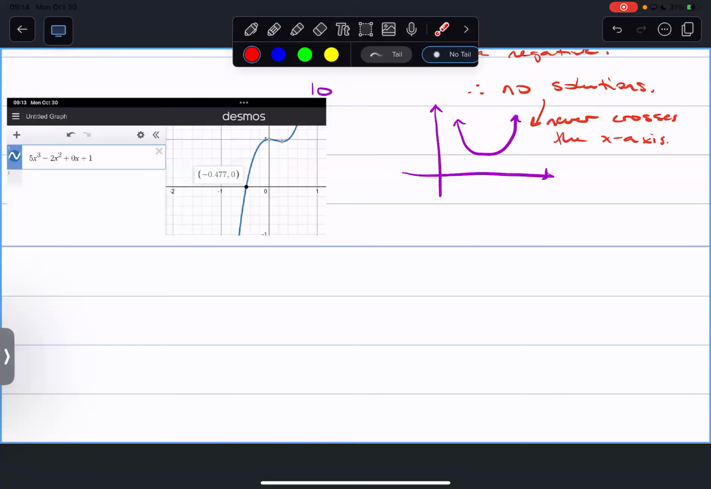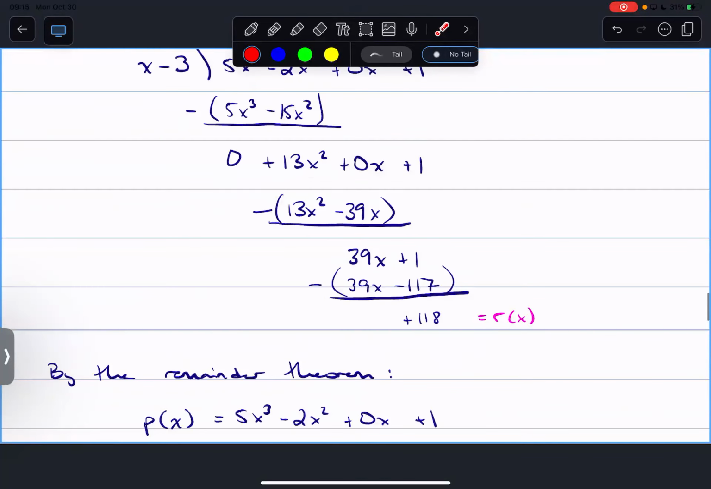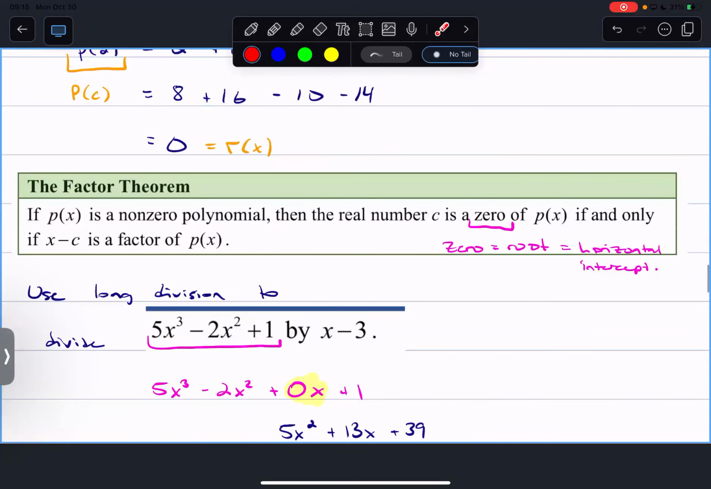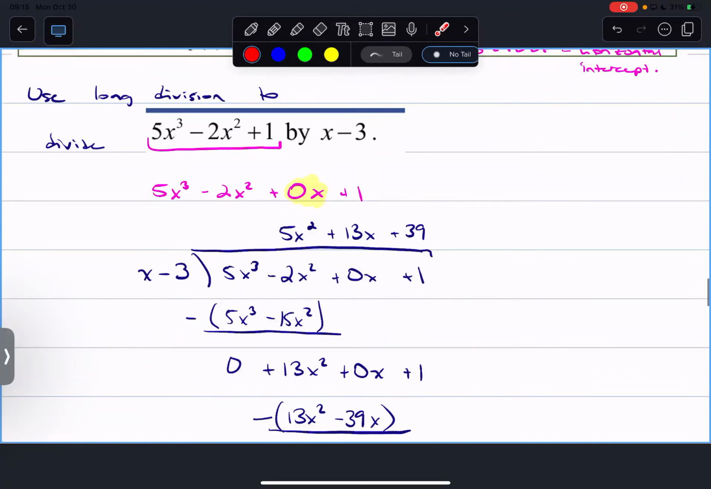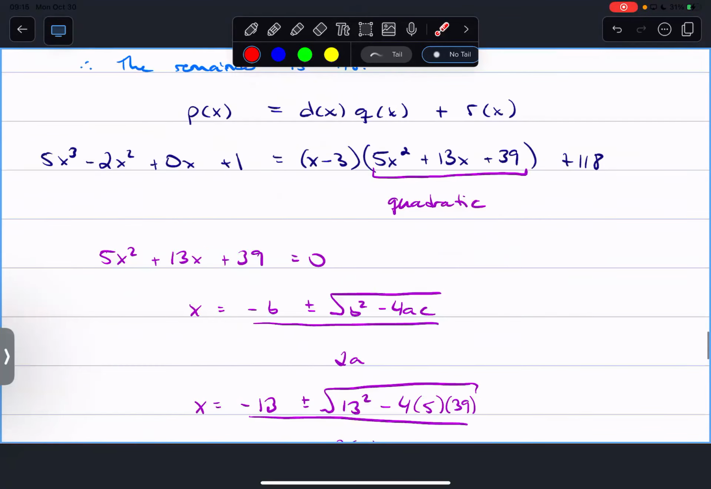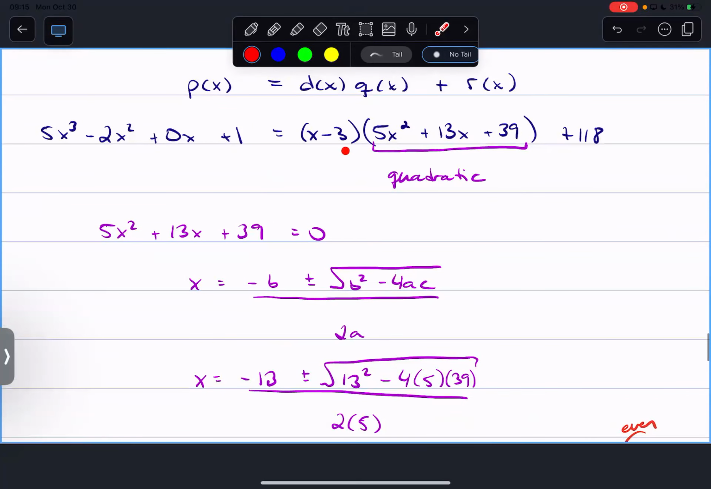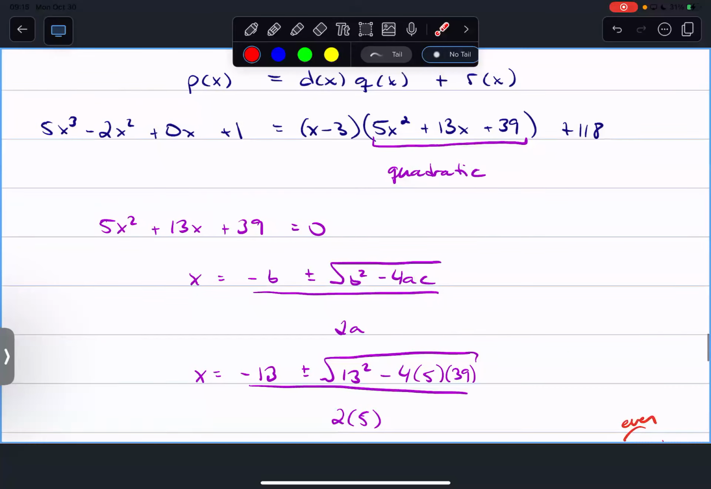Okay. Should we touch on the factor theorem again? I feel like, what was it? Well, I guess we just did. 3 is not a factor, or x minus 3 is a factor, but with the remainder, right? X equals 3 or c equals 3 is not a root, but it tells us that there's only one root. Okay.